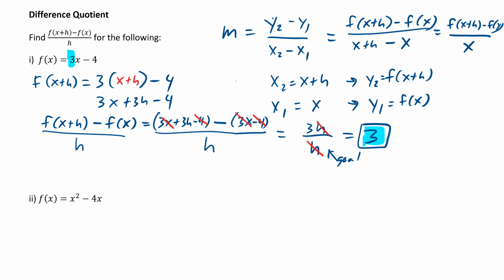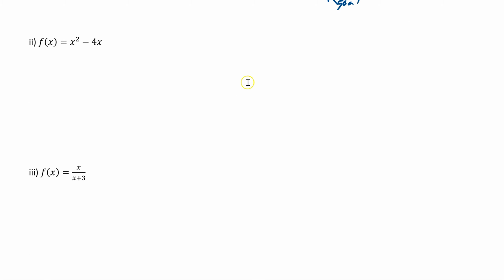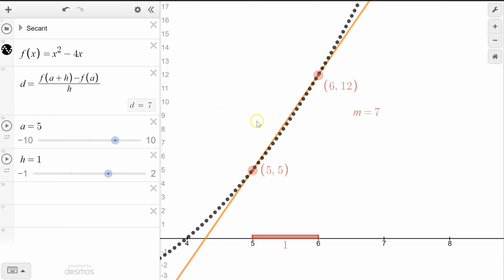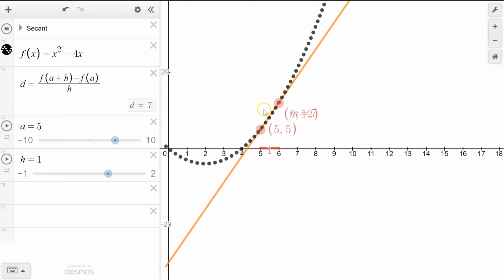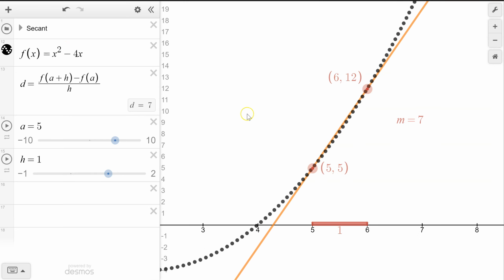Now, when you're dealing with a quadratic, it's going to give you something different. So that something different can be looked at over here on our Desmos. So if I scroll out, you can see it's a parabola. It has x squared as our starting point. So let's find the difference quotient using this. It's not going to be a given.